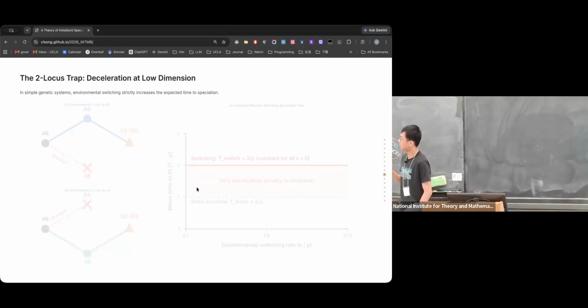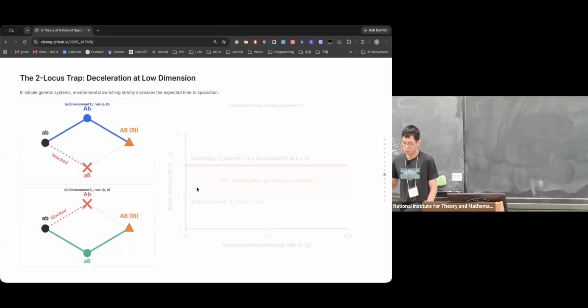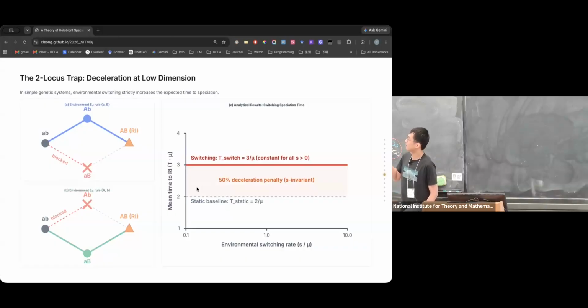First, if we just focus on two loci with two environments, we can only come up with two sets of incompatibilities like this. And we can prove mathematically that under this scenario, the ability to switch always slows the speciation time. So it always takes longer for a speciation event to happen. Here, the x-axis is the environmental switching rate, and the y-axis is the mean time to reproductive isolation.